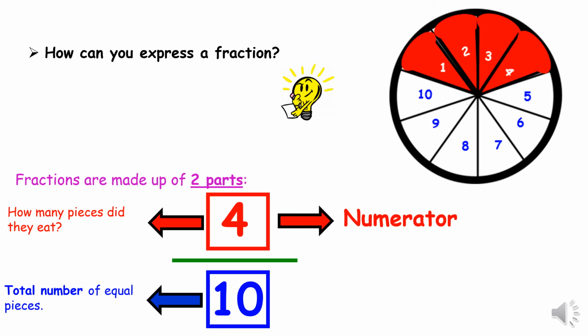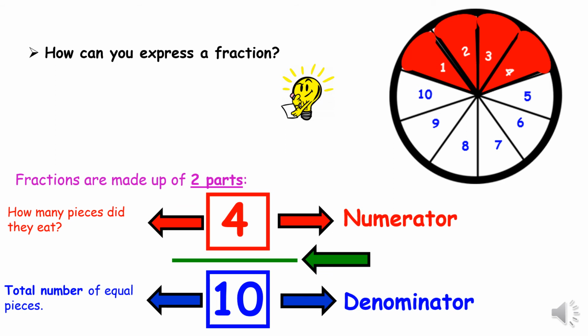What do we call the number that's down? We call it denominator. Denominator. Remember the names carefully. Numerator, up. Denominator, down. And the bar in the middle represents the division symbol, which means that they ate 4 out of 10.